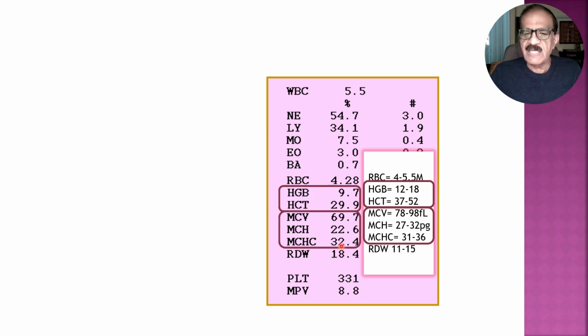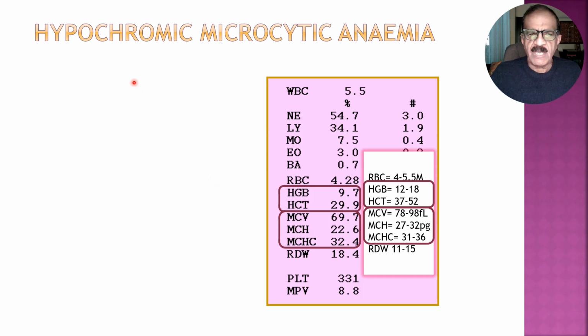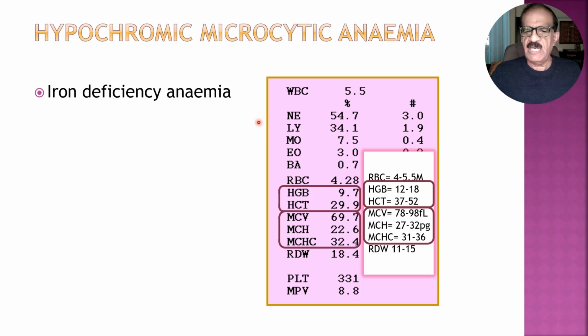So what do you think is the diagnosis? I think it should be very easy. Hypochromic microcytic anemia, and the commonest cause of such anemia would be iron deficiency. So iron deficiency anemia. Iron deficiency could be due to poor iron intake or more commonly due to chronic blood loss. So you need to have proper history taken.